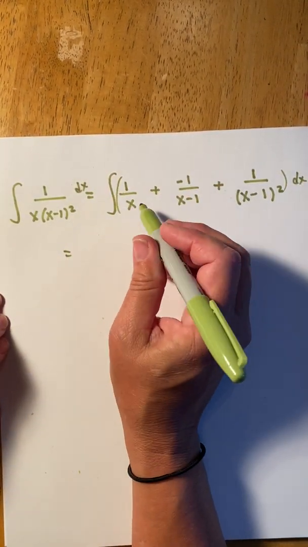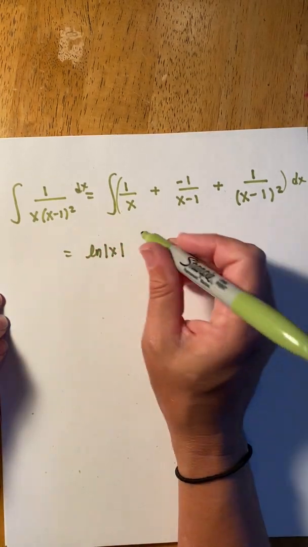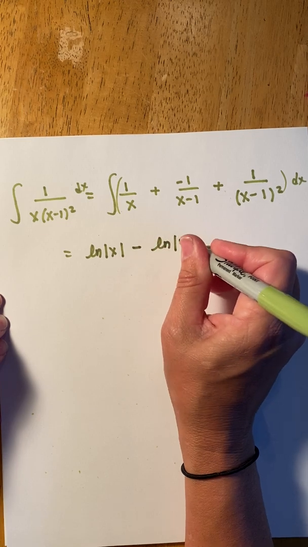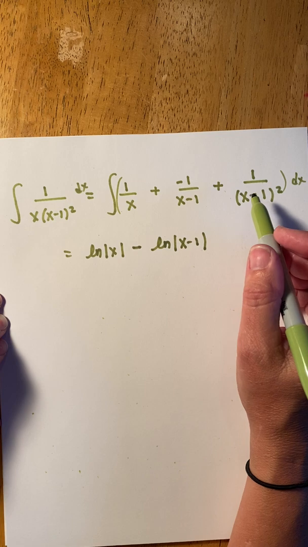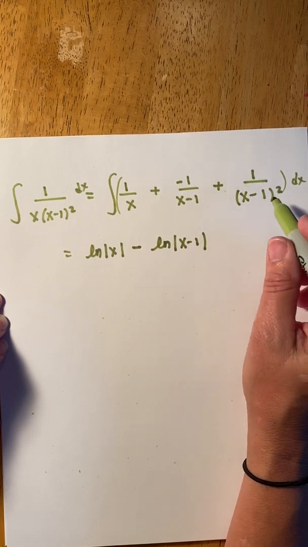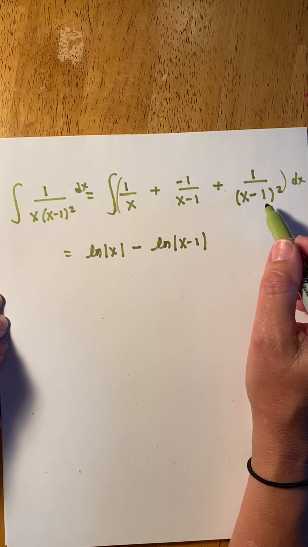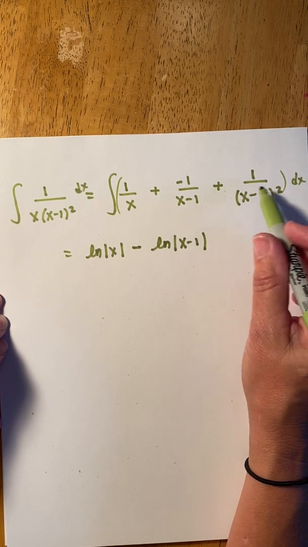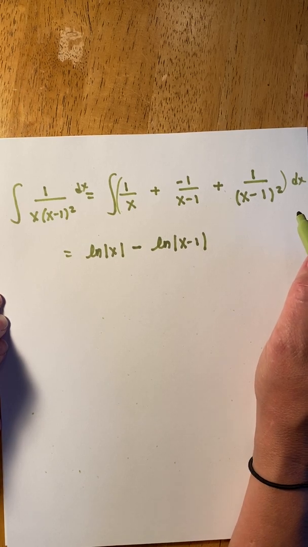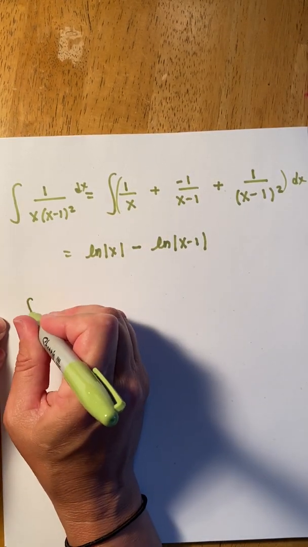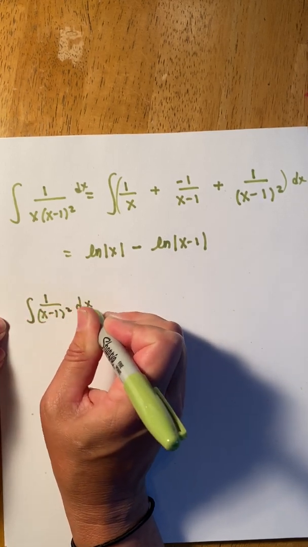And we know the antiderivative of 1 over x is the natural log of the absolute value of x. Right? This is going to be minus the natural log of the absolute value of x minus 1. And what's the antiderivative of 1 over x minus 1 squared? Now be careful, this is one of those situations where it's not going to involve natural logs, because the function's not linear in the denominator. So what is the integral of 1 over x minus 1 squared dx?